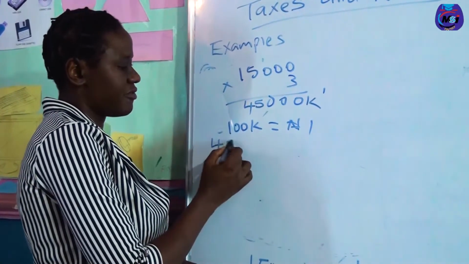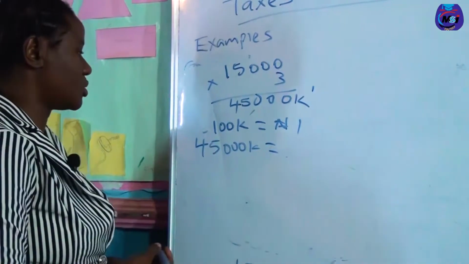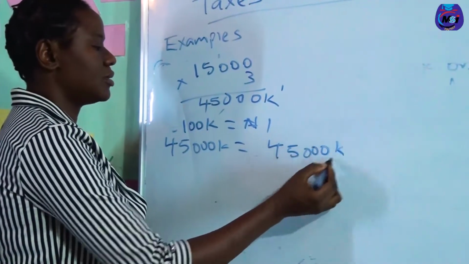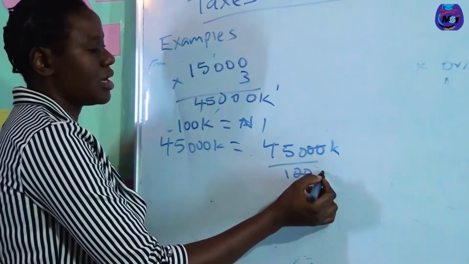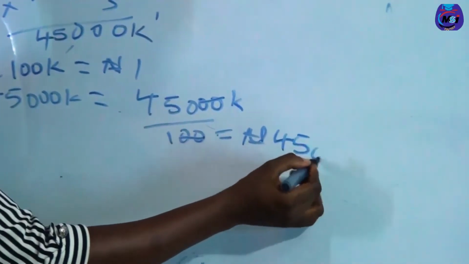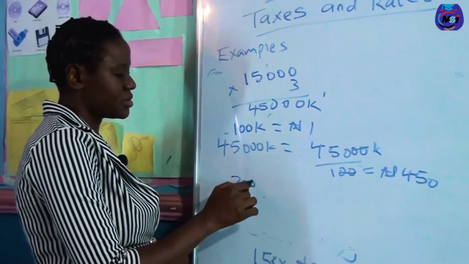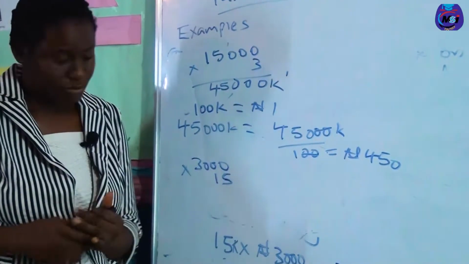So 45,000 kobo will be equal to how much? That's 45,000 kobo divided by 100. Cross out 2 zeros here. So we have 450 naira. Or we could go directly 3,000 times 15 kobo.